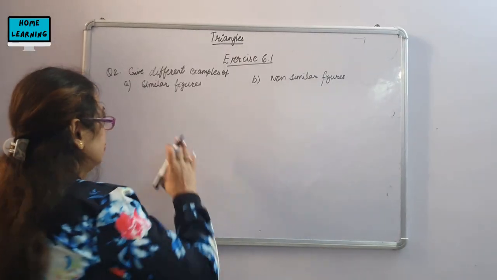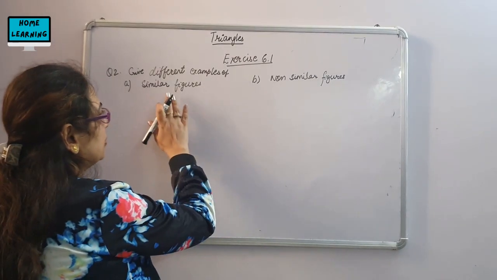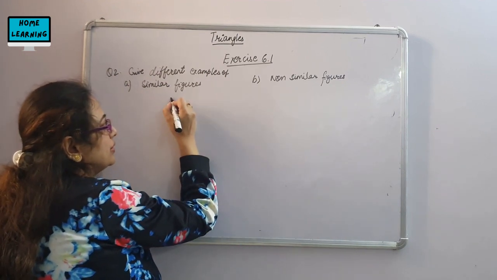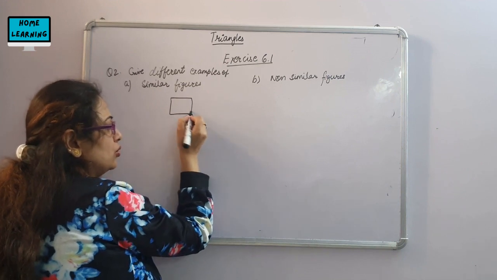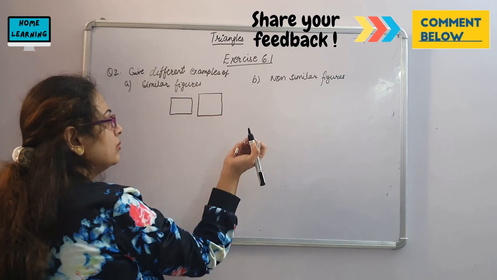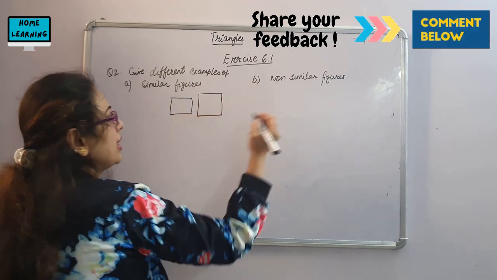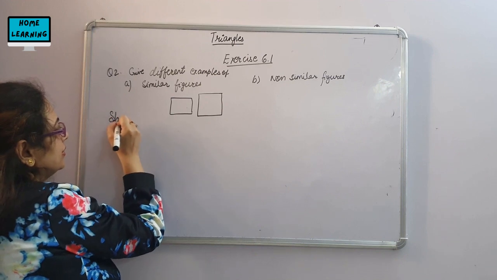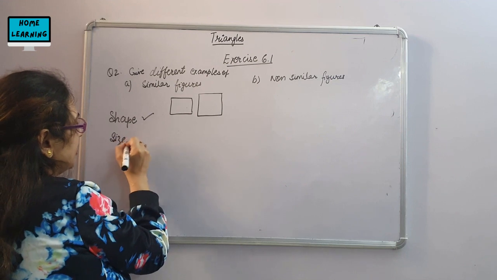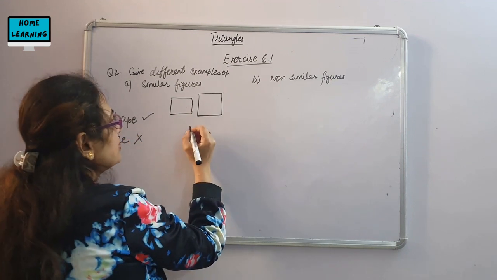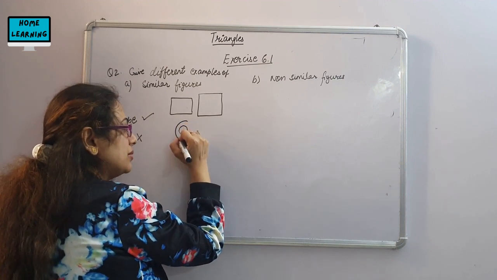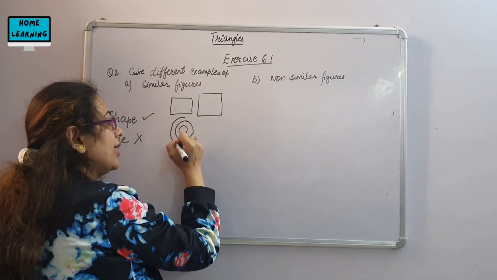Now let us come to question 2. It says give different examples of similar figures and non-similar figures. Now when you have to give similar figures, you just make two squares. These are similar figures because I told you similar is the same in shape, not necessarily the same in size. And you can make a circle. It will be similar to another circle or any other circle.